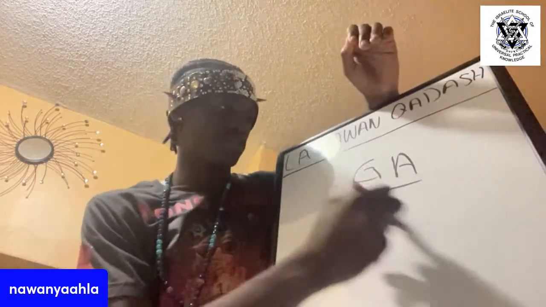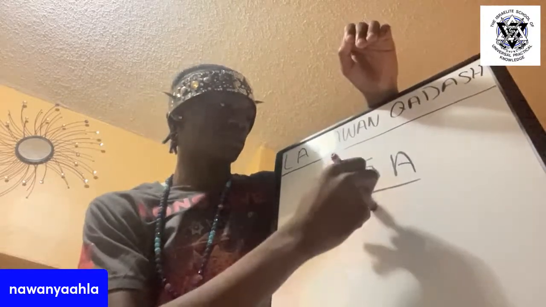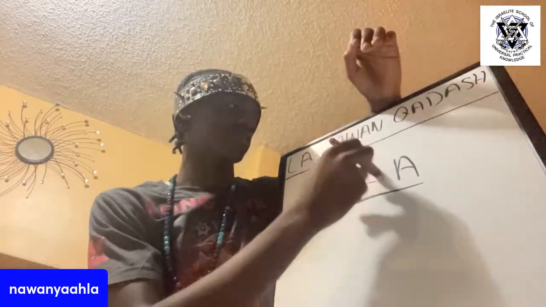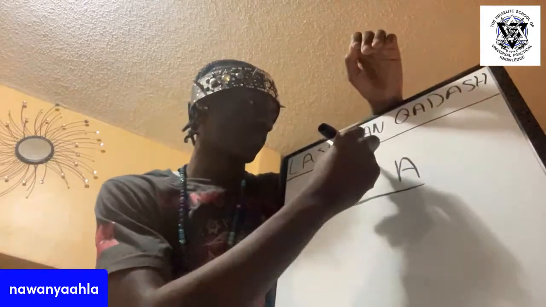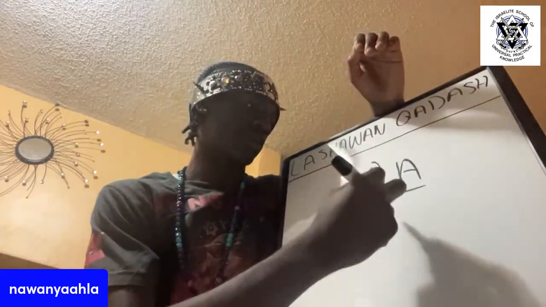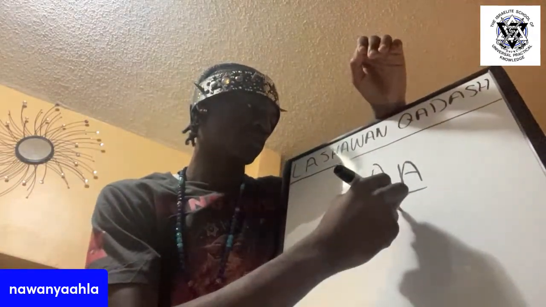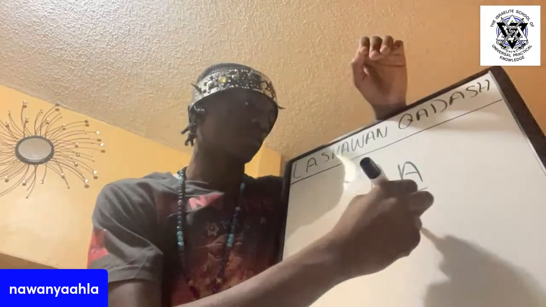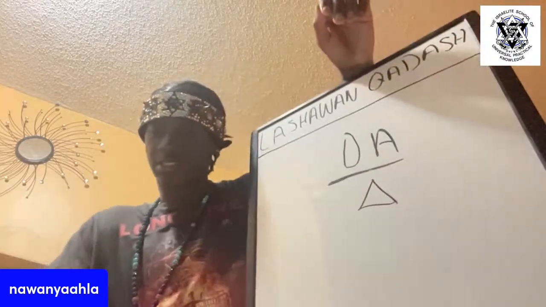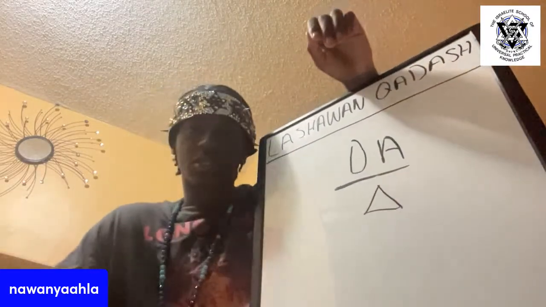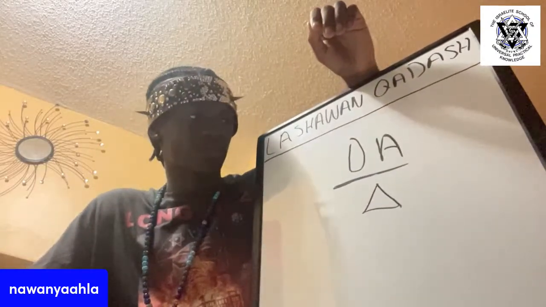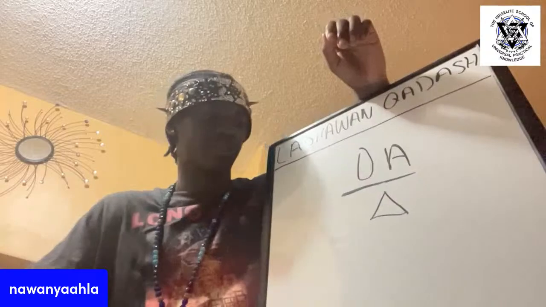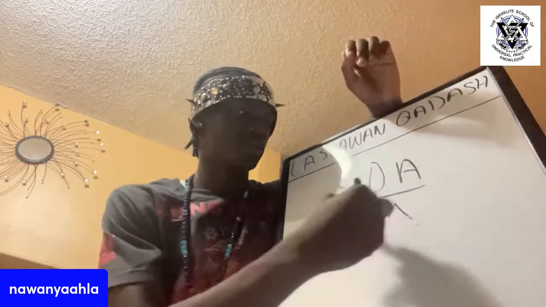Next up, we got the Da. I really didn't have to erase it because the Ga and the Da are kind of similar. The Da is just a triangle or a tent. That's the Da in the Paleo Hebrew.